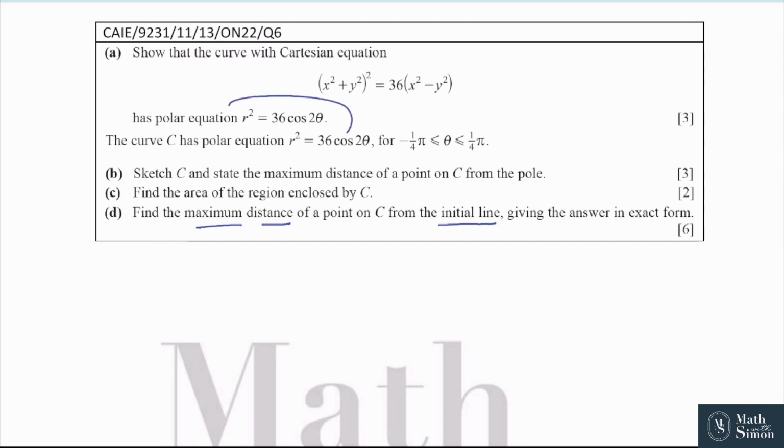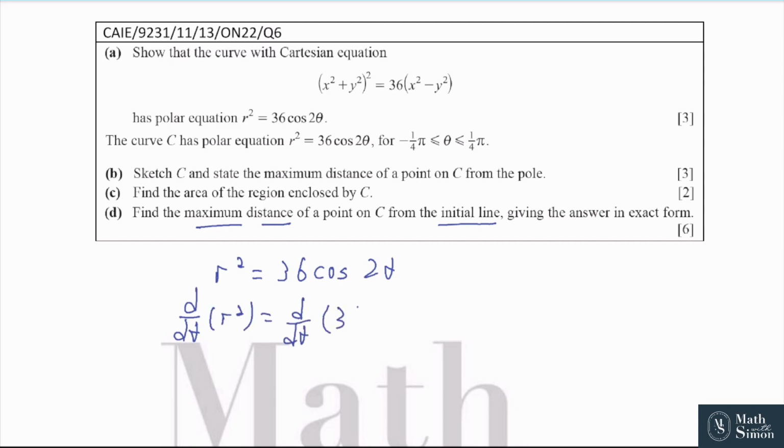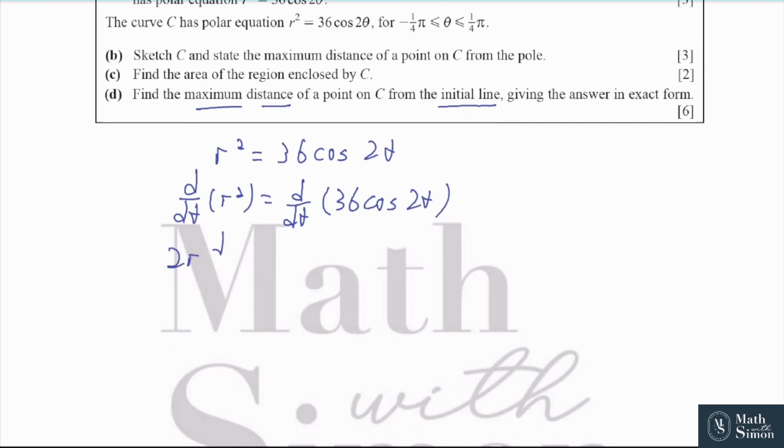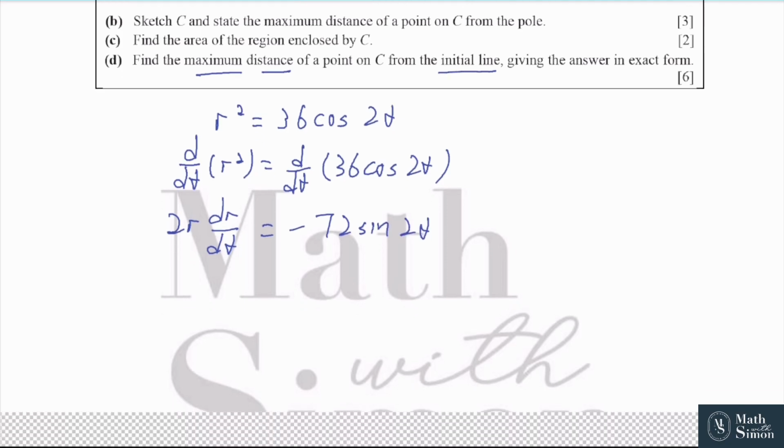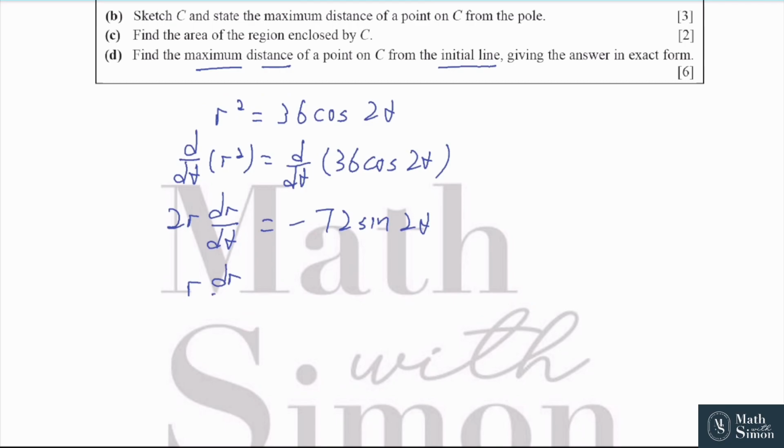So remember when we see an equation here that has r square in terms of something else, we do the prep by differentiating it with respect to theta first. All right, so we're getting 2r dr d theta that equals negative 72 sine 2 theta. If you want to tidy that up a little bit, feel free. So this is a result for our r dr d theta.